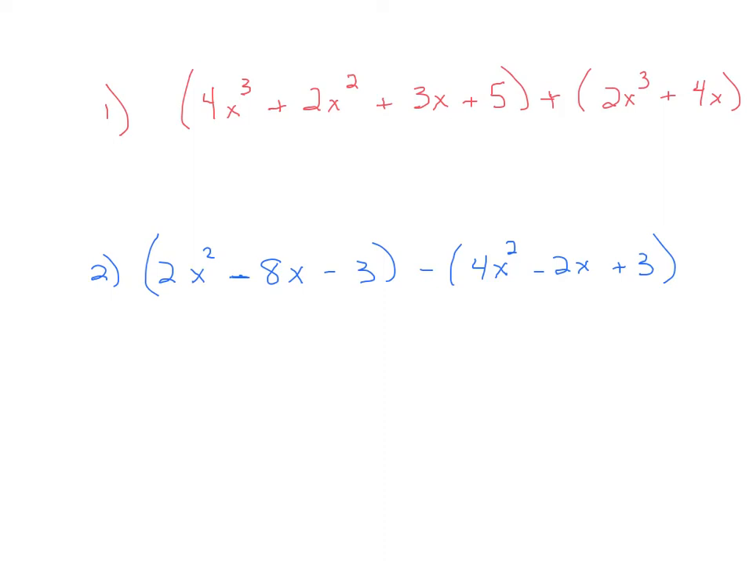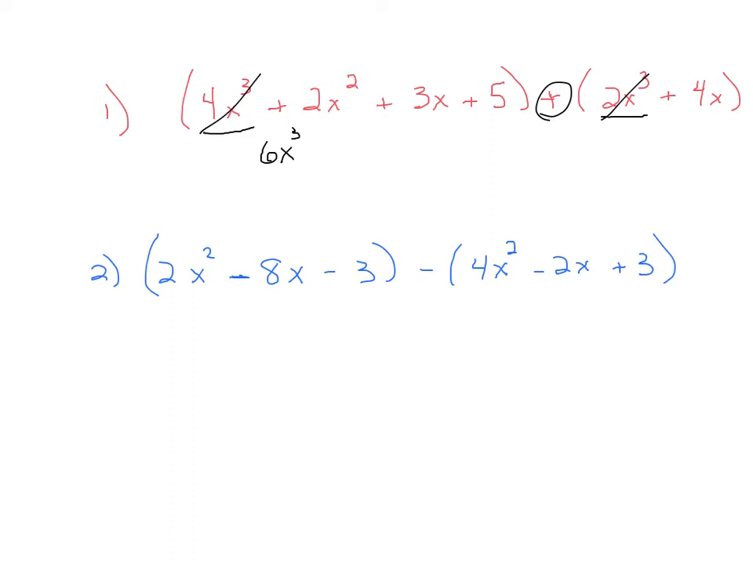Okay, so we'll look at the first one. It is an addition problem. It's really important to make sure you know that before we begin. So we have 4x cubed, and the question is, do we have a common term? And we do, 2x cubed. So 4x cubed plus 2x cubed is 6x cubed. And I'm just going to cross those out so I know they're there.